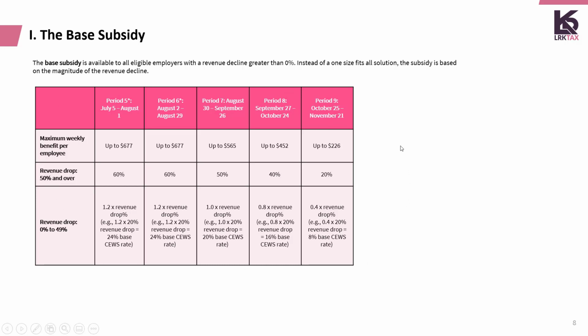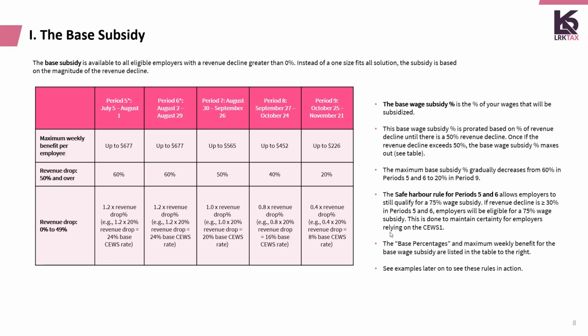First thing is, as usual, look at which period you're in, and the wages that you're paying in that particular period, because depending on the period, you'll have certain maximum employee entitlements as well as certain reimbursement percentages. Once you've calculated how much of a revenue decline you have, you want to determine if it's more than 50%. If it's more than 50%, you just apply these percentages. That's all you do. If you're below 50%, you apply this multiplier concept times the revenue drop.